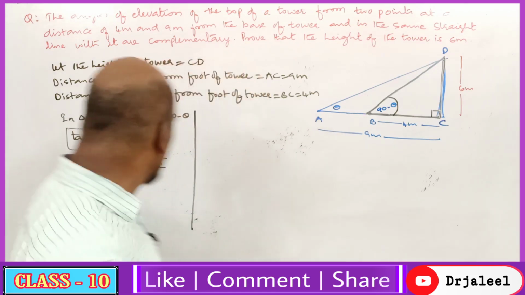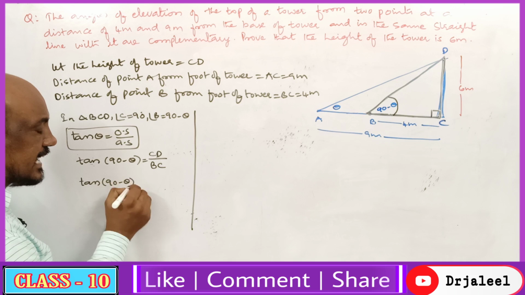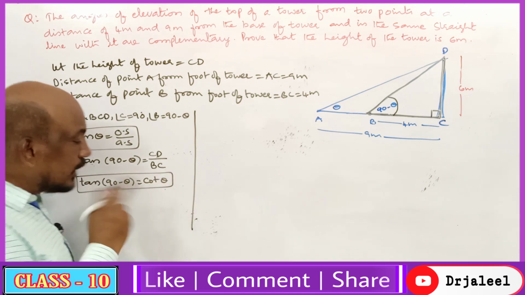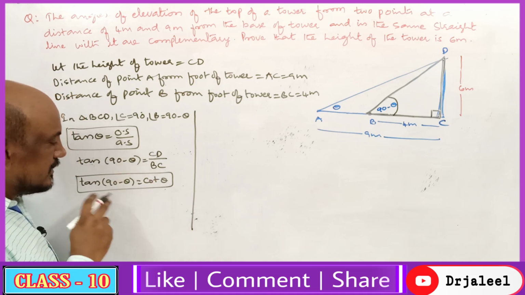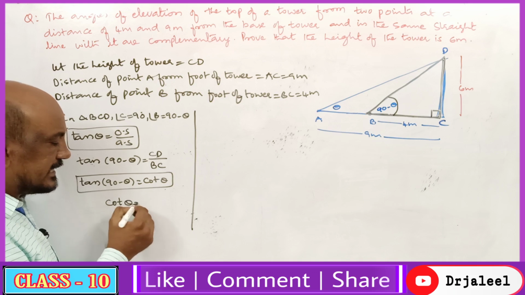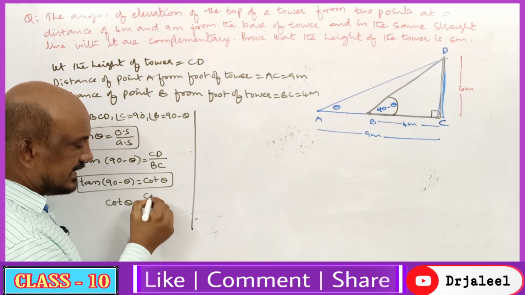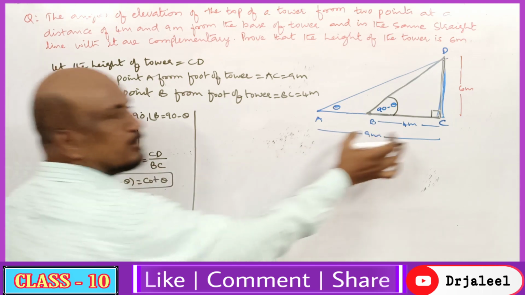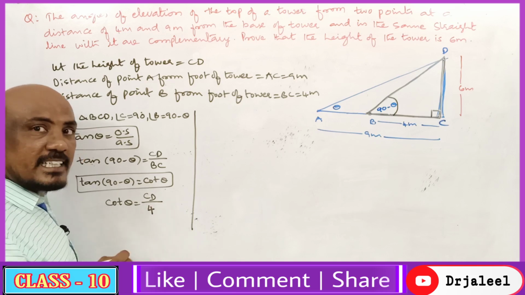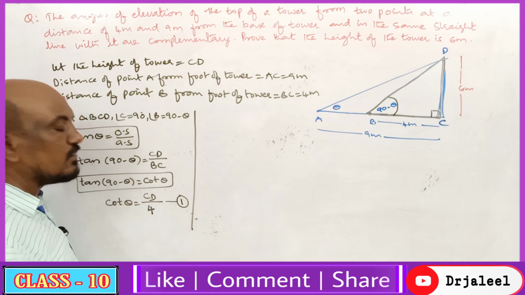In trigonometry we learned about complementary angles. What is tan 90 minus theta? Tan 90 minus theta is cot theta, and cot 90 minus theta is tan theta. So now tan 90 minus theta can be replaced with cot theta, which is equal to CD by BC. How much is CD? We don't know, let it be as it is. BC is already given, it is 4. So cot theta is equal to CD by 4. Let us keep this as the first equation.